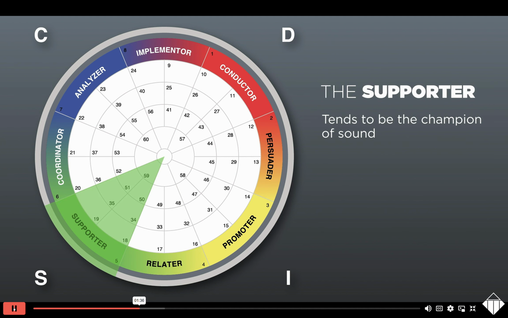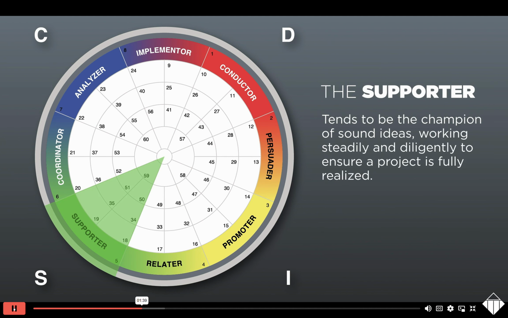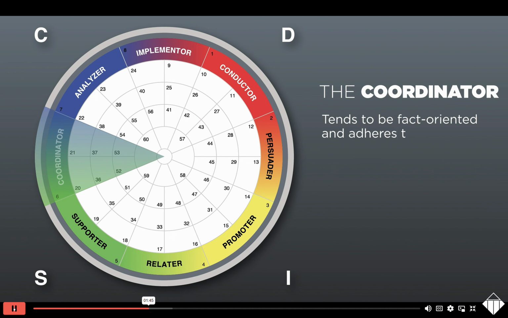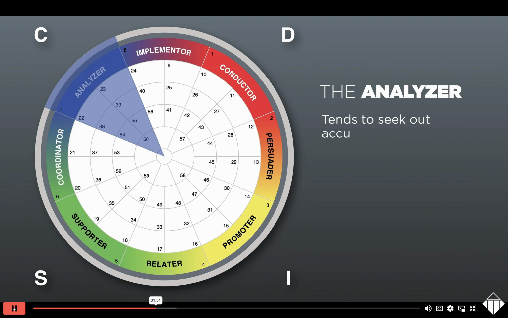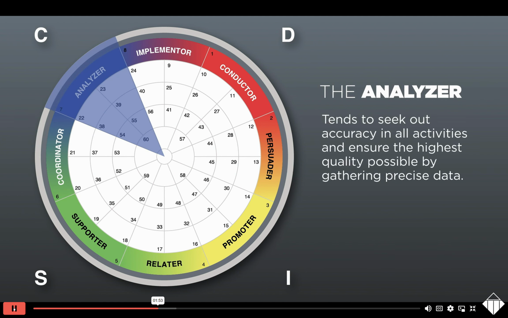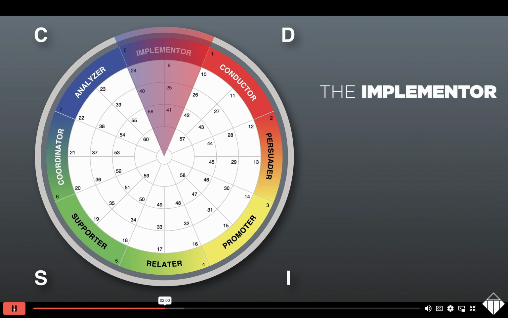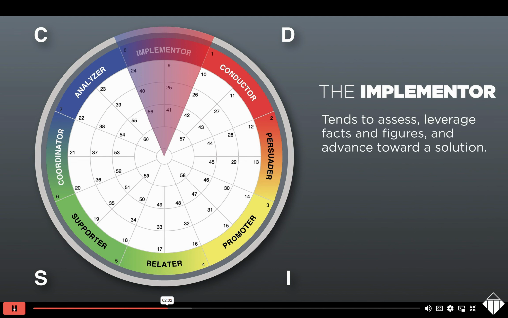The supporter tends to be the champion of sound ideas, working steadily and diligently to ensure a project is fully realized. The coordinator tends to be fact-oriented and adheres to proven methods to complete projects and tasks. The analyzer tends to seek out accuracy in all activities and ensure the highest quality possible by gathering precise data. And finally, the implementer tends to assess, leverage facts and figures, and advance toward a solution.